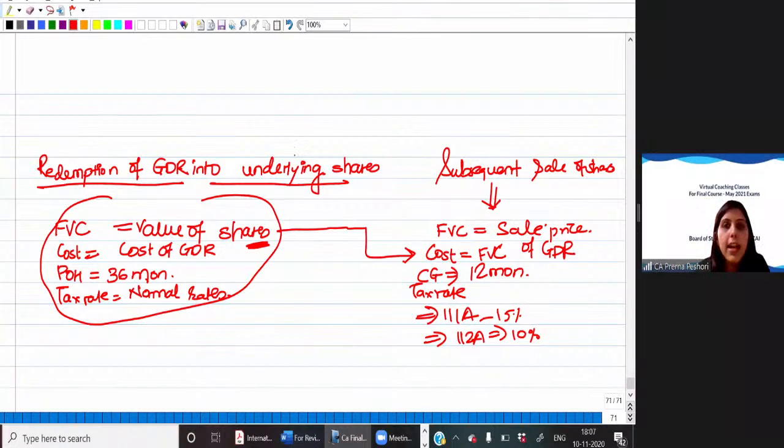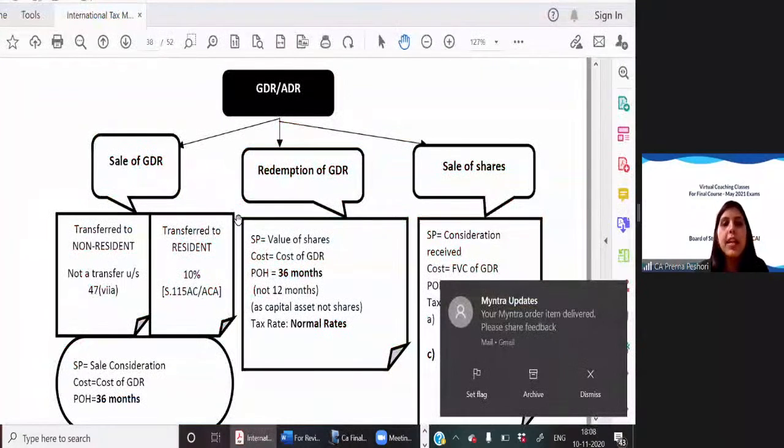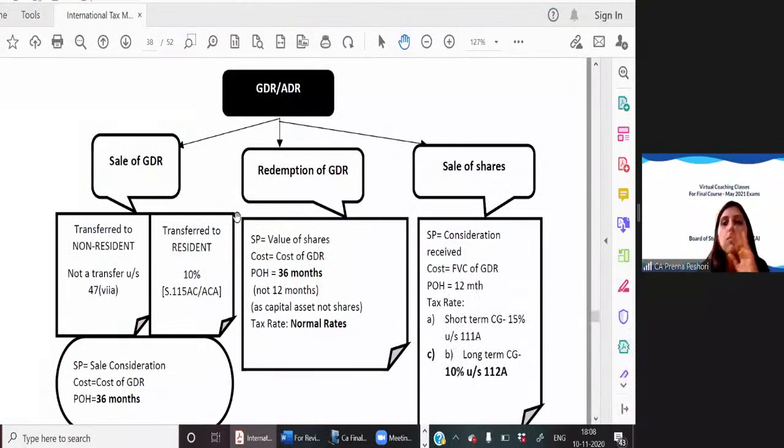So this is the chart I have prepared. Sale of GDR, transfer to non-resident, not a transfer. If it is transferred to resident, 10%. Redemption of GDR, you will have to pay tax at the normal rates. Clear? And the period of holding would be 36 months and not 12 months. Sale of shares, the period of holding would be 12 months. And the cost would be the full value of consideration of the GDR. Clear? We'll solve one small sum on this.